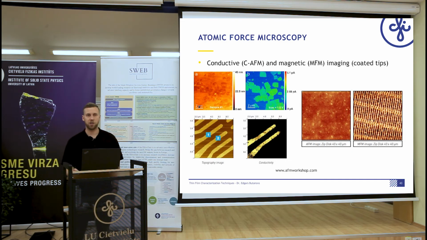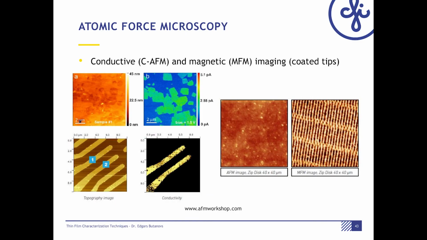You can also use AFM in other modes, such as conductive mode or magnetic mode. You need to use specific tips for that. And this, in each case, gives you information either about the conductivity of your samples, for instance, if you have some segregated grains which are more conductive than the other parts of the film, or in magnetic imaging mode, you can also see magnetic domains.